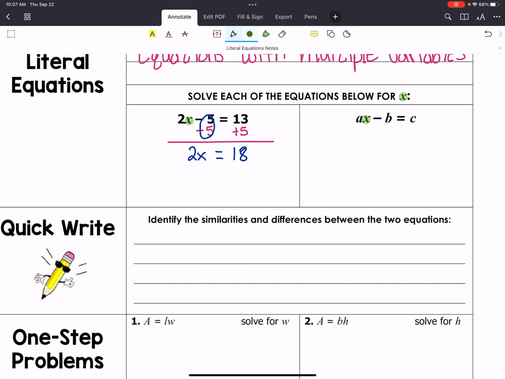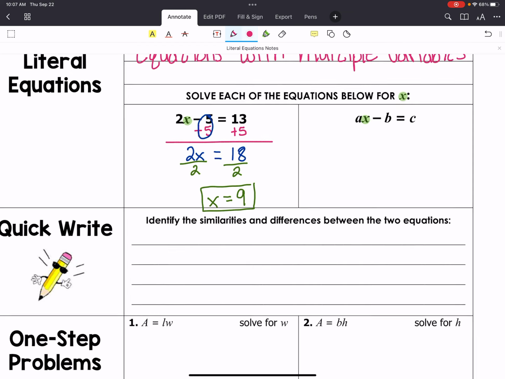And then we have 2x, which means 2 times x. The inverse operation of multiplication is division. So when we divide both sides by 2, we get x equals 9. And that's something we've done a lot of, and we should be fairly comfortable with that.